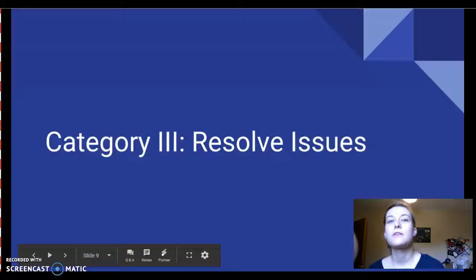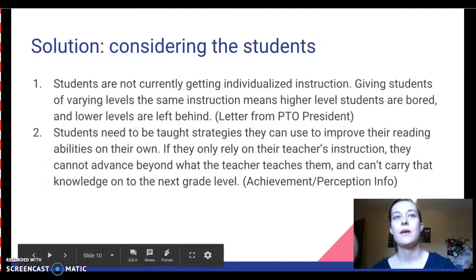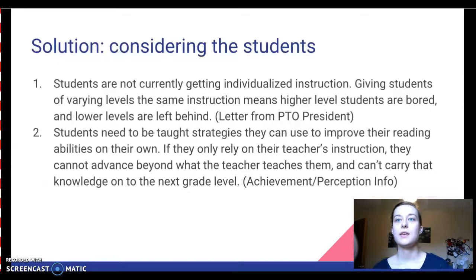And then category 3, to resolve the issues. The solution, I think, we need to consider all the students. So right now they're not getting individualized instruction.